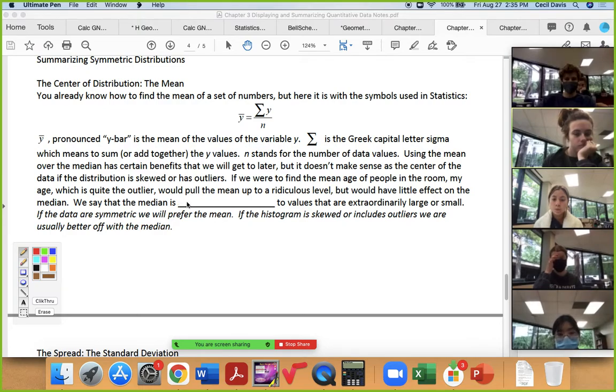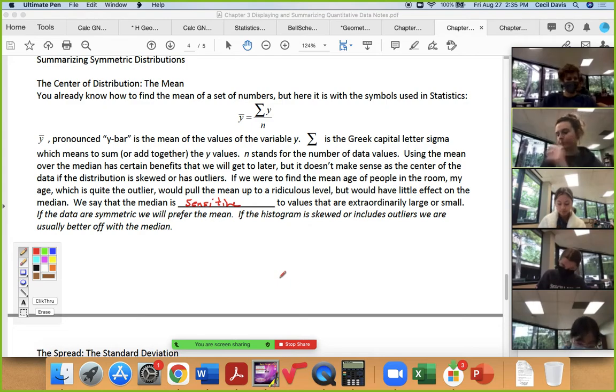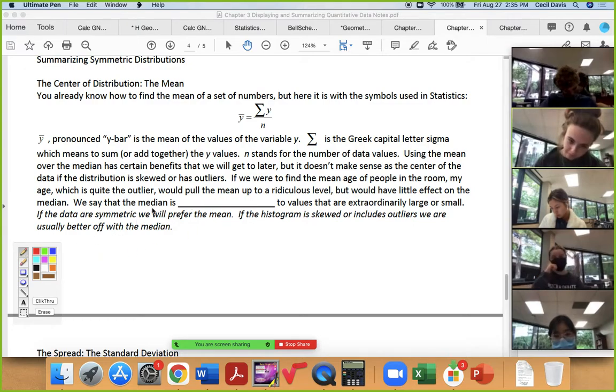So we say there's several different words you can use. I usually say sensitive. The mean is sensitive to values that are extraordinarily large or small. The median is resistant.